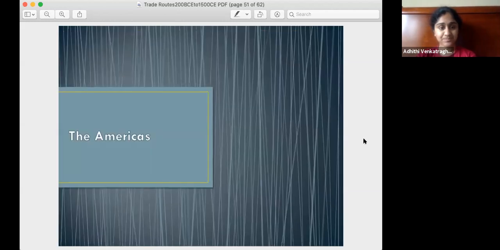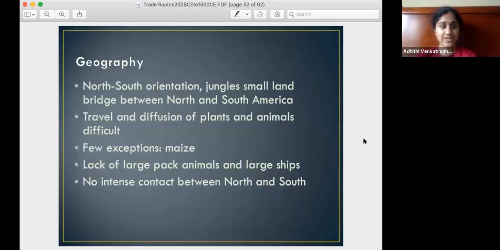Okay, as for the Americas. The geography of the Americas had a north-south orientation, with jungle and a small land bridge between North and South America, and the travel and diffusion of plants and animals was difficult, with few exceptions, like maize, which was corn. There was a lack of large pack animals and large ships.